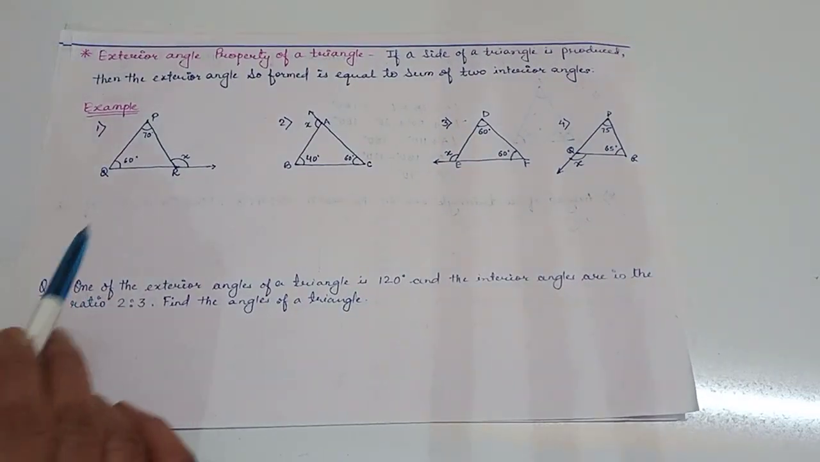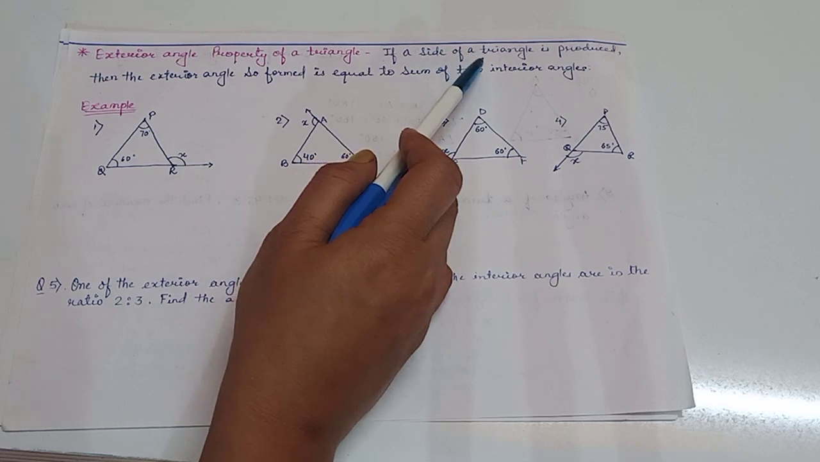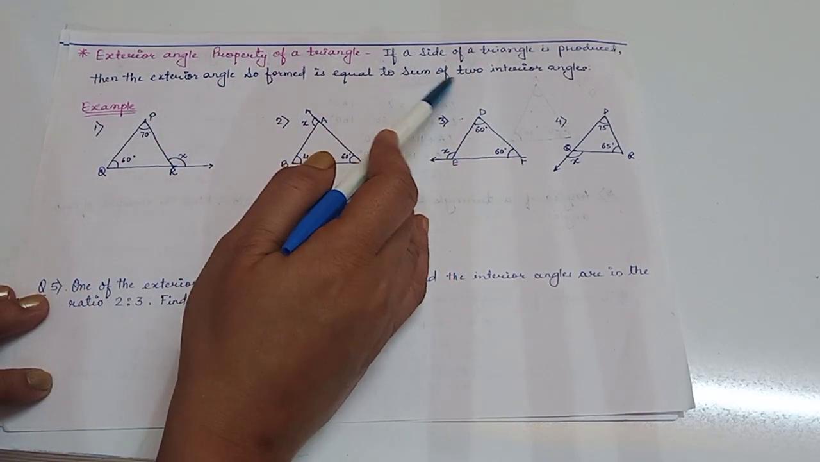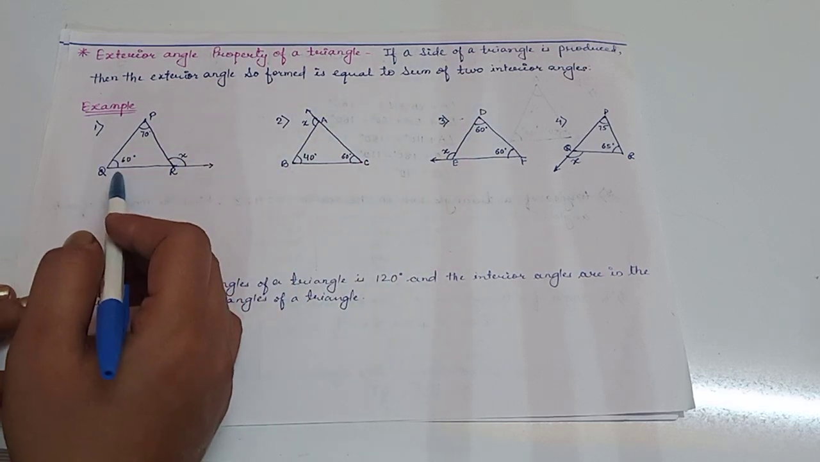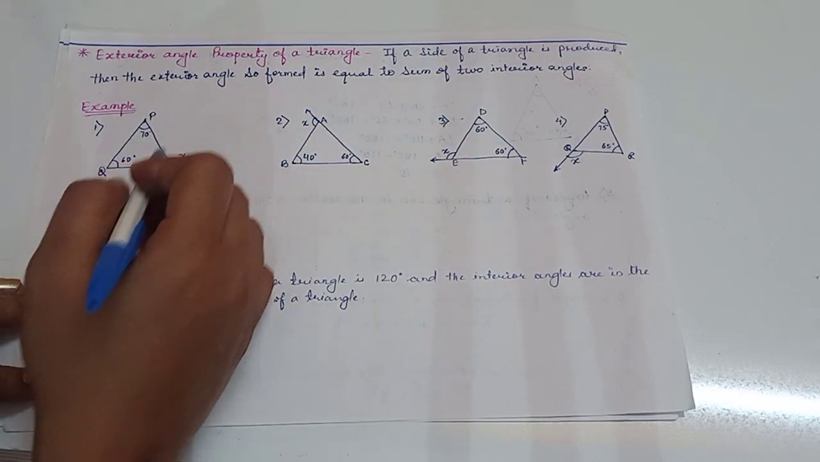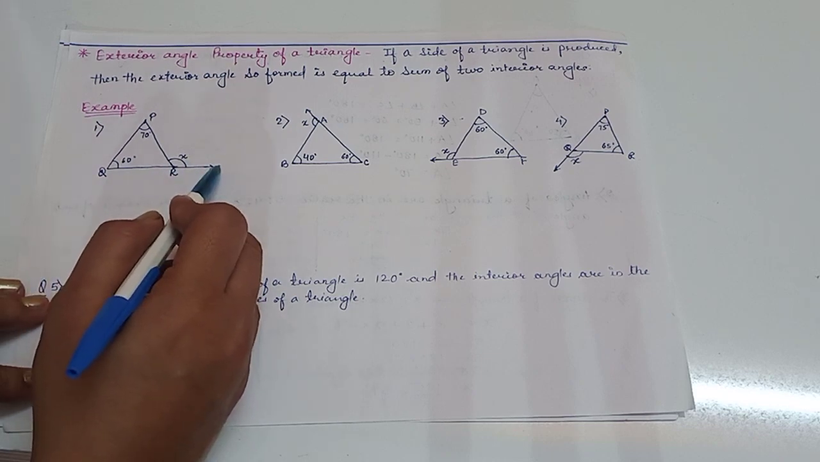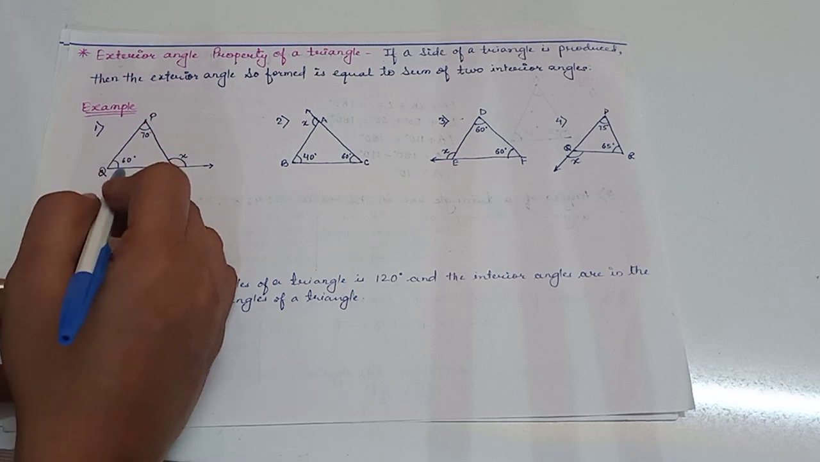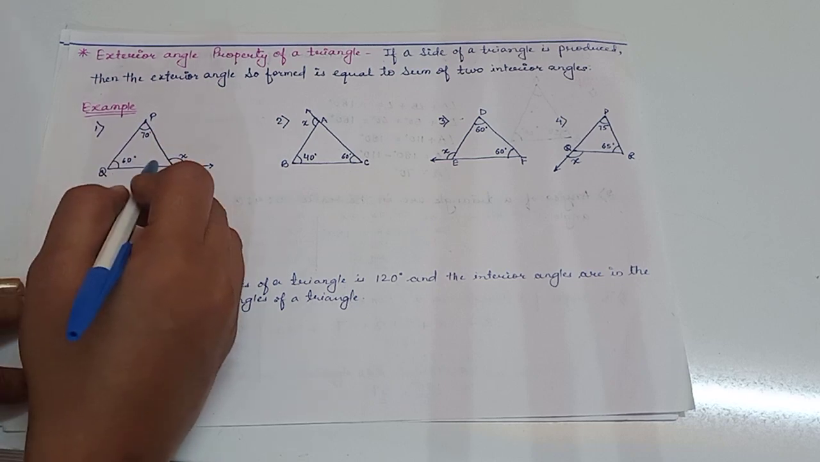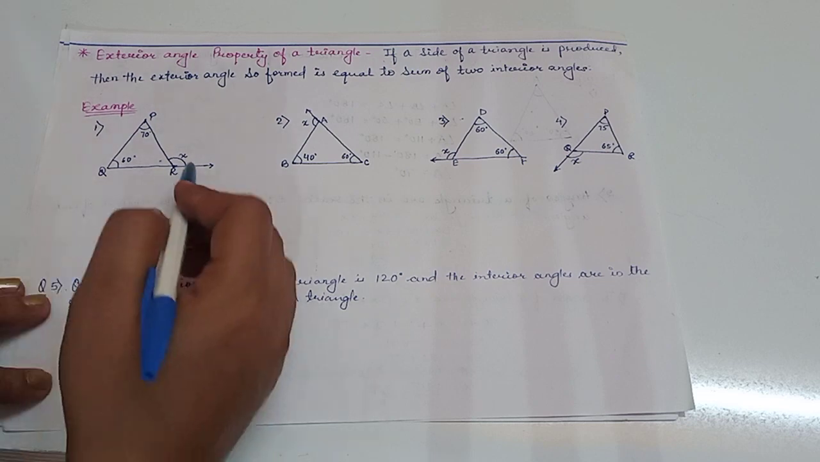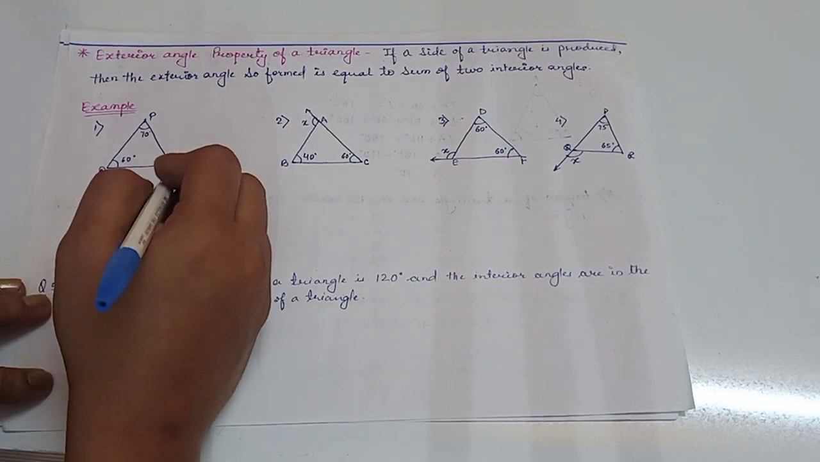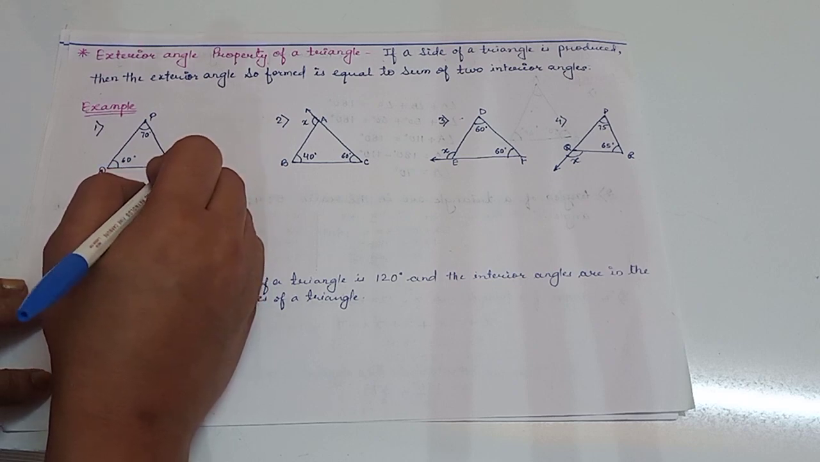Now the next topic is the exterior angle property of a triangle. In this, if a side of a triangle is produced, then the exterior angle so formed is equal to the sum of the two interior angles. Now here you can see one side of a triangle is produced. You can see all these angles are interior angles. If we look at this, 70 degrees is an interior angle, 60 degrees is an interior angle, and over here this is an interior angle. Which is an exterior angle? This one, which is outside this triangle. So here angle x is an exterior angle.